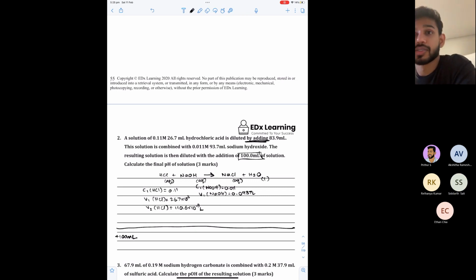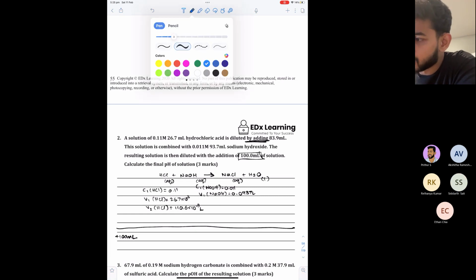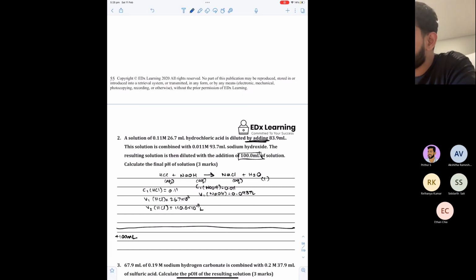So now, stepwise, let's apply C1 V1 equals C2 V2. So that is in another color. So this is my calculation step. I think with any dilution question, it's always important to do one extra thing. Actually, though, what's the one extra thing you want to do so you don't make silly mistakes?